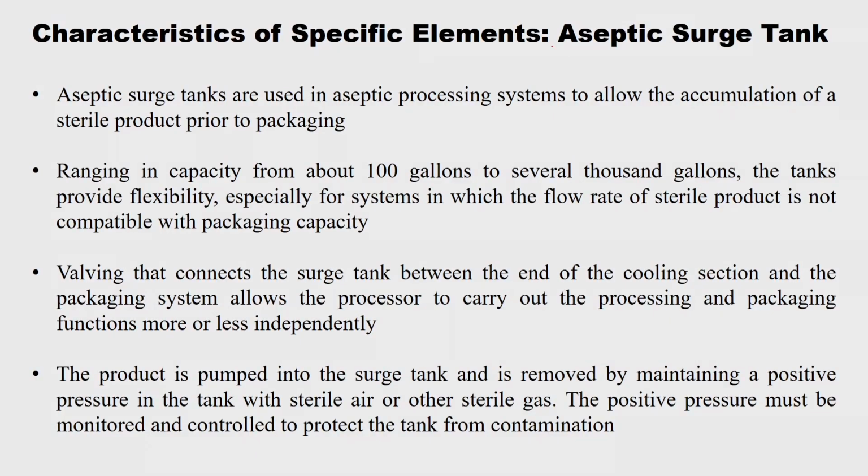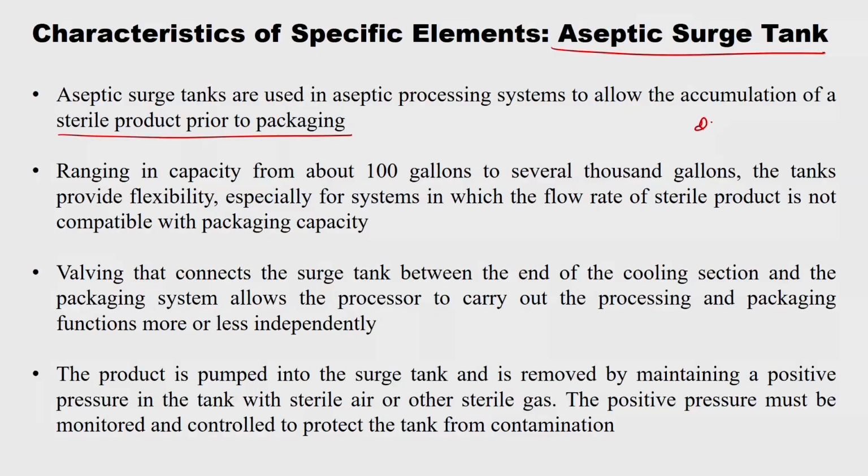So, then the next one is the aseptic surge tank. Aseptic surge tanks are used in aseptic processing systems to allow the accumulation of sterile product prior to packaging. So, normally when it comes out of the holding tube, every day maybe I will be processing some 25,000 or 15,000 liters per hour, right. So, whether I will be able to package all the volume produced or not, based upon that, the number of surge tanks or storage tanks would be designed.